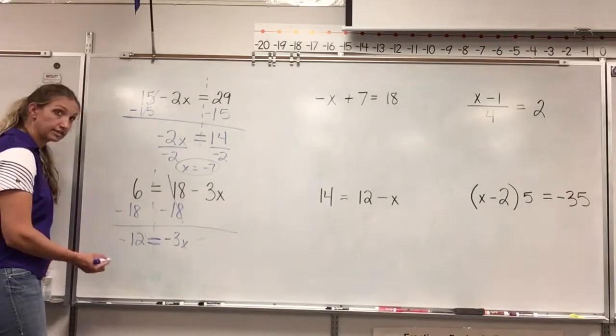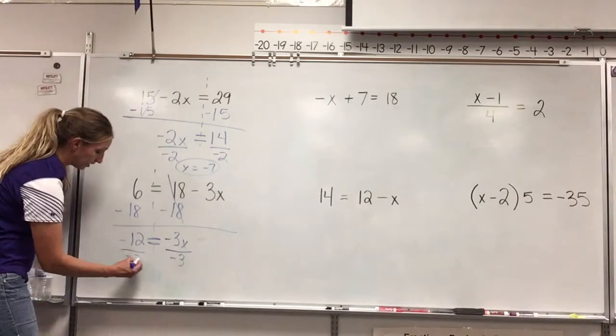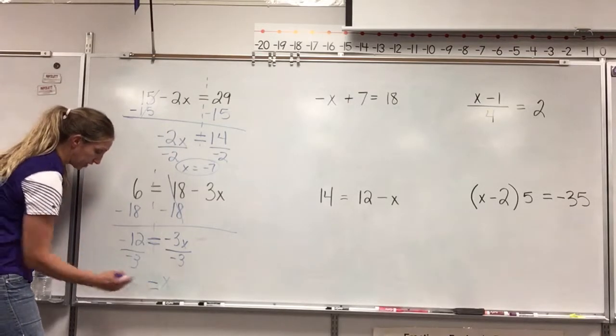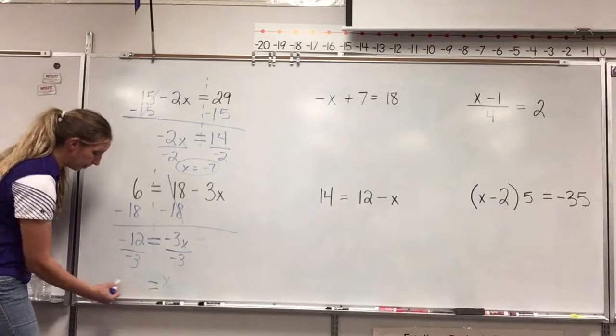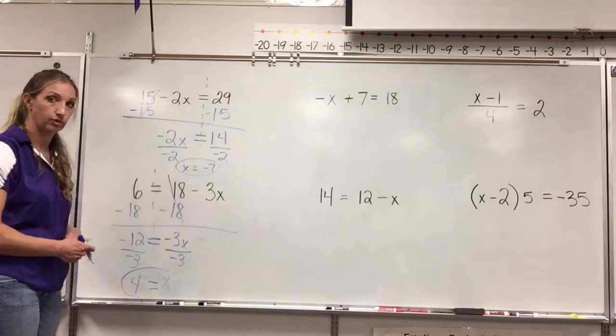Okay, so now my last step, the one-step algebra problem: divide by negative 3, divide by negative 3. Again, I bring my equal sign straight down, and negative 12 divided by negative 3 is a positive 4. So I find that x equals positive 4.